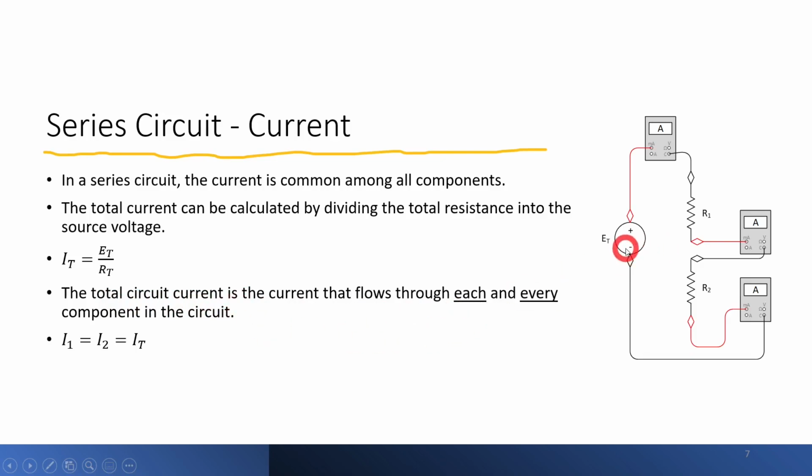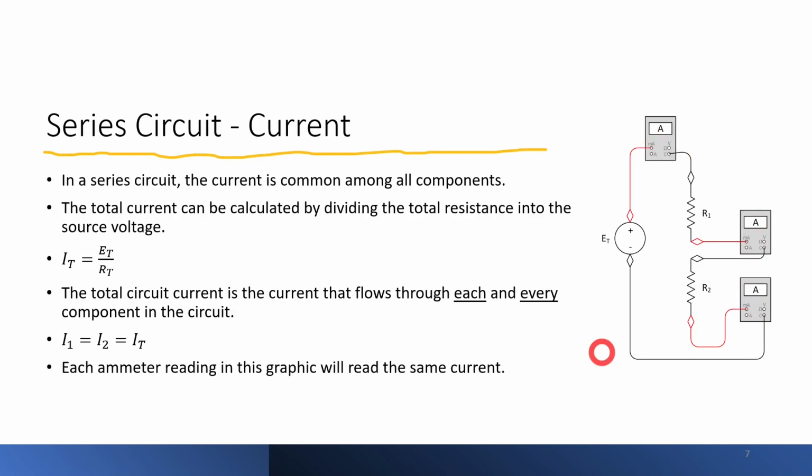So the current that flows out of this power supply will flow through this meter. It will flow through that resistor, but that same current would flow through this meter, so those two meters would not read anything different from one another. And then it's going to flow through this resistor, and then the same current will flow through here. So all three of these meters should read the exact same current because the current is common in a series circuit. Okay. Each ammeter in this graphic will read the same current.